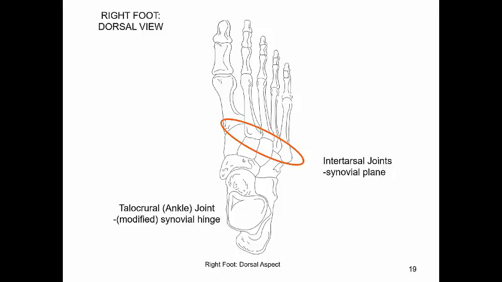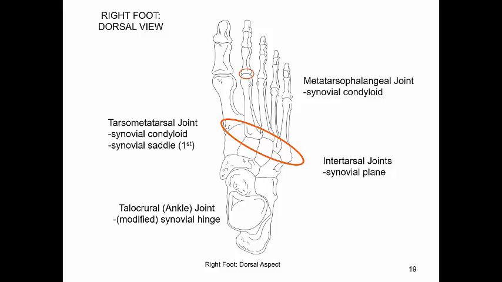Between the final row of tarsal bones and the metatarsals are the tarso-metatarsal joints. These are all classified as synovial condyloid joints and perform flexion, extension and abduction, adduction, with the exception of the first tarso-metatarsal joint, which is classified as a synovial saddle joint, analogous to the first carpo-metacarpal joint of the thumb.